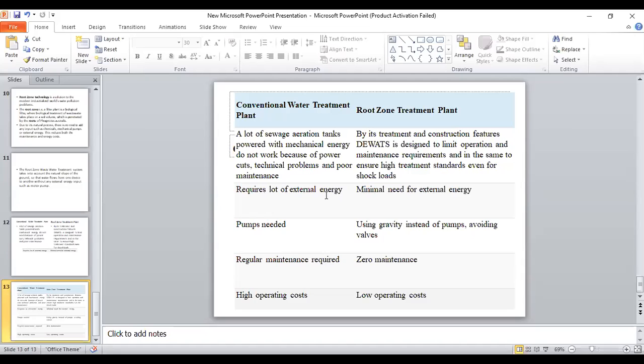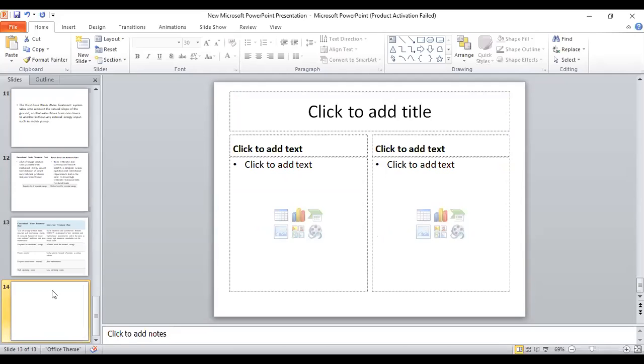Then regular maintenance is required in a conventional type of wastewater treatment plant, whereas zero maintenance is required in a root zone. If you feel that it is not working efficiently, simply you can cut the trees and let the trees grow once again in the same region. So there will not be any maintenance cost for the root zone treatment. A conventional plant has a high operating cost, and for the root zone technology there is a very low operating cost.